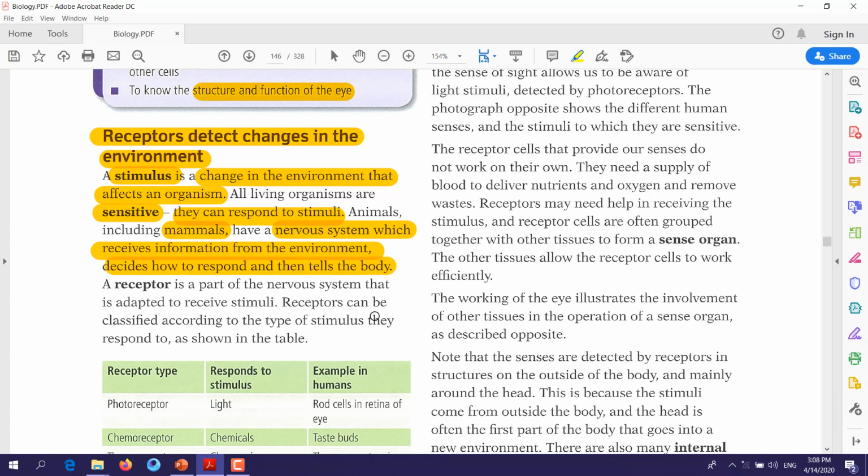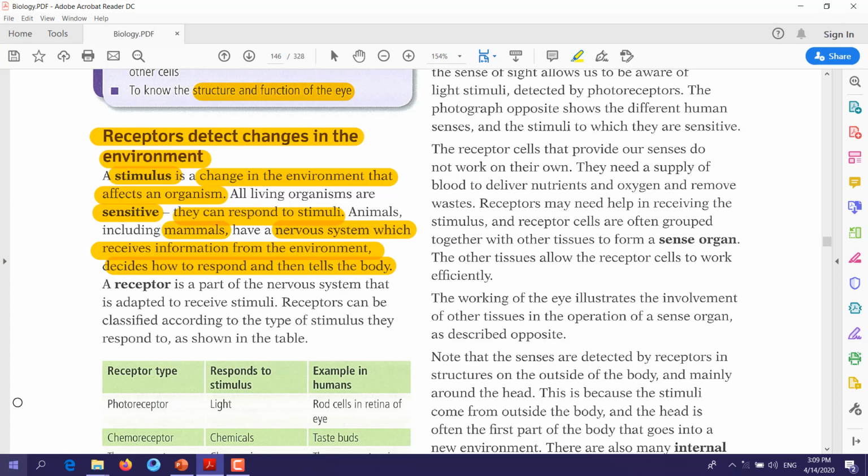When we talked about reflexes, or how our bodies react to a change in the environment, we said we have what? We have receptors, for example in the skin. If you touch something hot or something sharp, for example, the receptors in your skin will detect this change. They will send a signal to your brain, to the central nervous system. Then your central nervous system will process this signal and then respond to it.